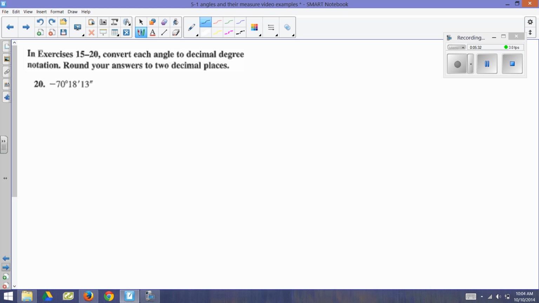Convert each angle to decimal degree notation. Remember, it's all negative. So I'm going to have 70 degrees. I'm going to add that to 18 minutes. So I'll convert minutes. I'm going to add that to 13 seconds. I'm going to convert it. And I'll end up with negative 70 point something. So let's see what I end up with.